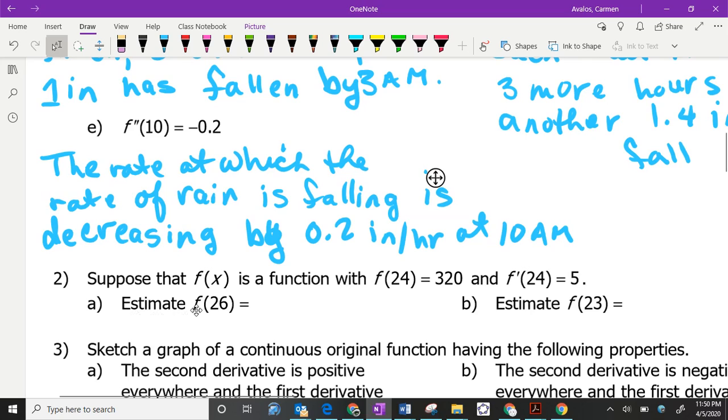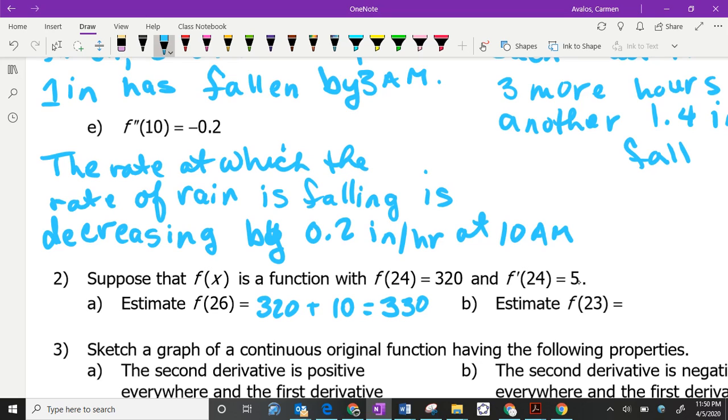So I am estimating how many cupcakes I have at 26 minutes. At 26 minutes, that's 2 minutes after 24. So that means I've made 5 cupcakes in 1 minute and then 5 more cupcakes. So that means it is going to be 330. So we would say the 320 plus the 10 that it took me, because that's the rate at which I'm doing it. By 26 minutes, I should have a total of 330 cupcakes.